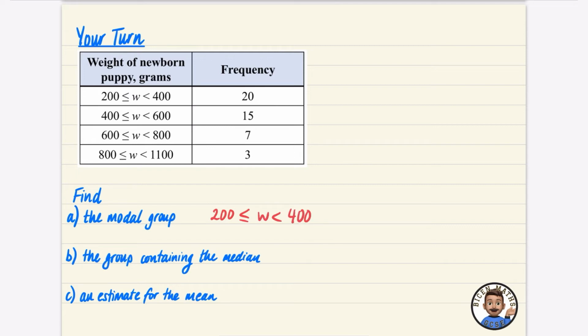The group containing the median, well, let's just quickly add up these frequencies to find out what it comes to. That's 35 plus the 7 and the 3, that means that there's 45 here. So the median position, I'll do 45 plus 1, which is 46. I'll half that, which is 23. So I'm looking for the 23rd position. Well, the first 20 are in there, so the 23rd is definitely going to be in this next group, which is 400 to 600. So the median will definitely be in this second group here.